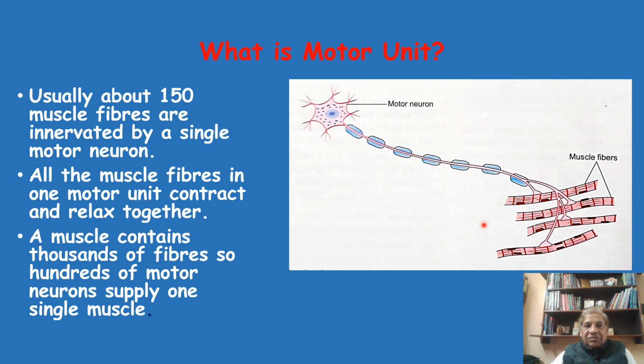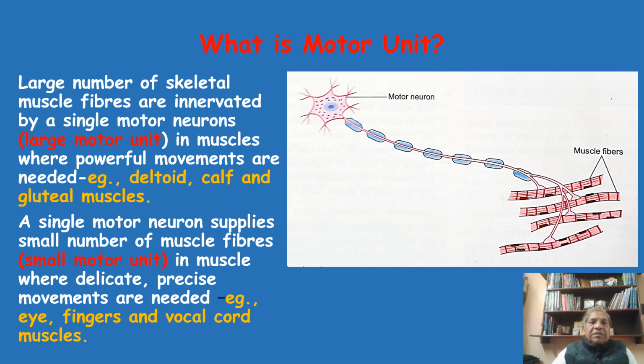So you can calculate how many motor neurons will be needed to innervate that muscle. Now, let us come to this last slide about the motor unit. A large number of skeletal muscle fibers are innervated by a single motor neuron in muscles where powerful movements are needed. Why are we studying this motor unit?